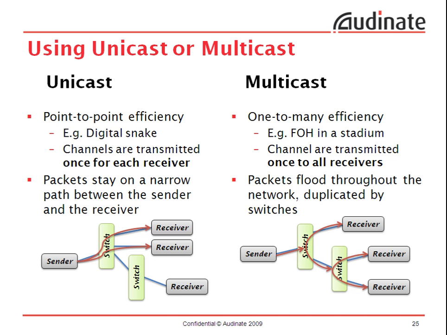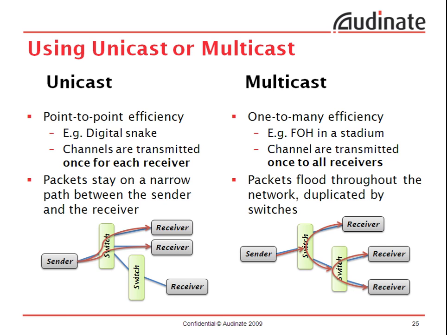Multicast, on the other hand, provides efficient one-to-many transmission to lots of receivers in a network. For example, front of house in a stadium where there may be hundreds and hundreds of loudspeakers or amps throughout the venue. Using multicast, channels are transmitted once, and the network switches actually duplicate the packets as they pass through the network to the receivers. When you're using multicast, you should expect that packets are flooded throughout the network, and each transmitted channel uses up bandwidth on all links in the network.